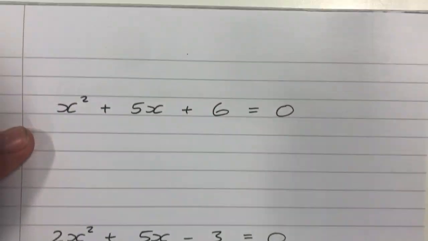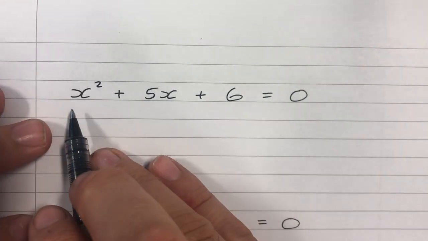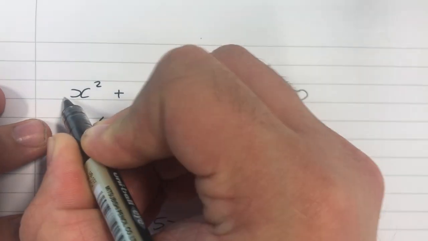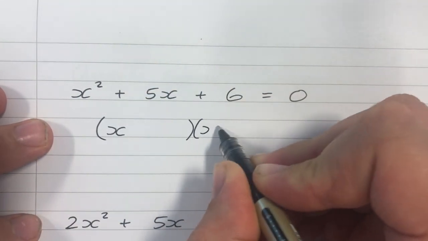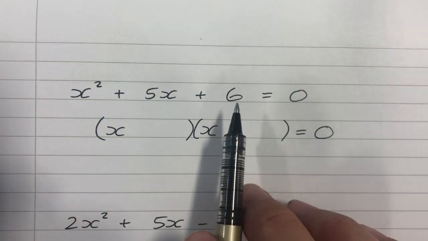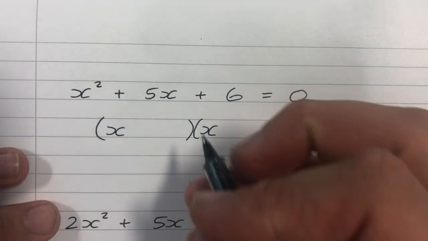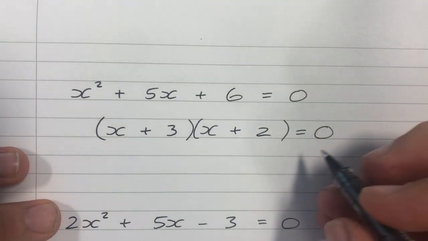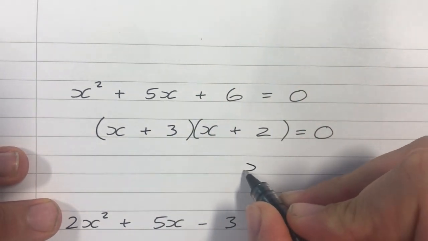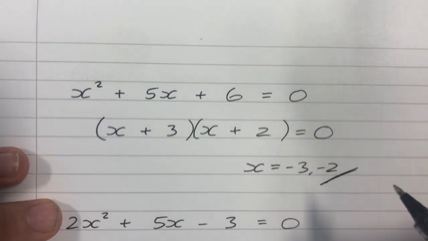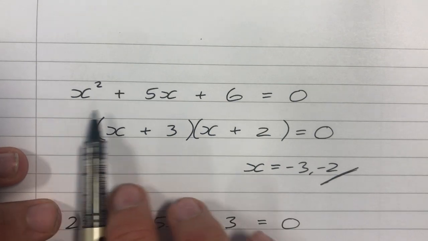Okay, so let's have a look at some examples then. So here we have a fairly straightforward one. Coefficient of x squared is 1, so if it does factorise, it's going to be x at the beginning of each bracket. And we're looking for two numbers that multiply together to give 6, but add together to give 5. And I know that that just happens to be 3 and 2. So now that I've factorised it, I can then state the solutions are minus 3 and minus 2. So those are the two solutions to the quadratic equation.